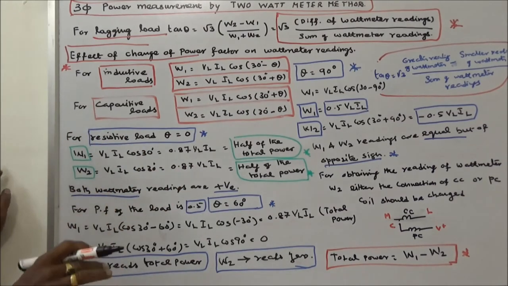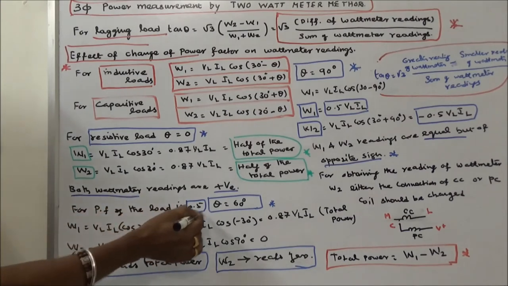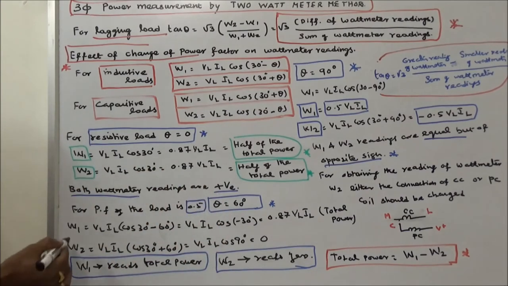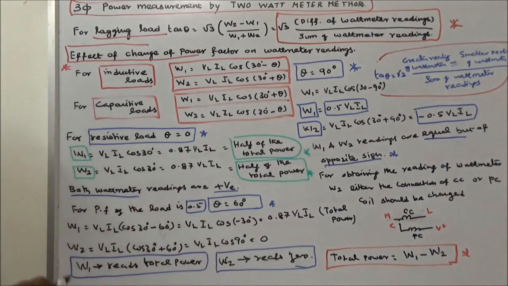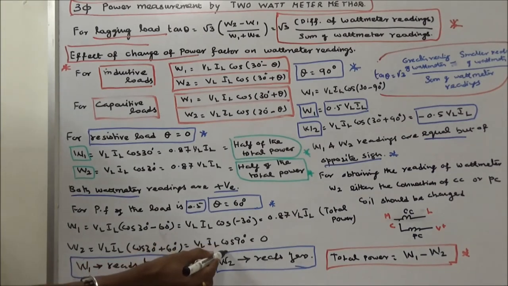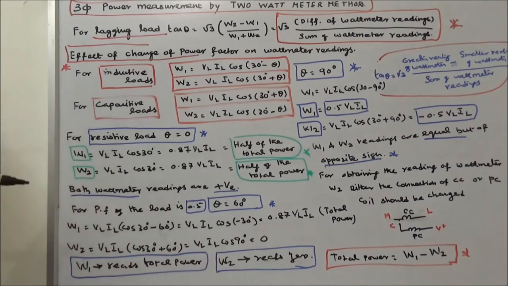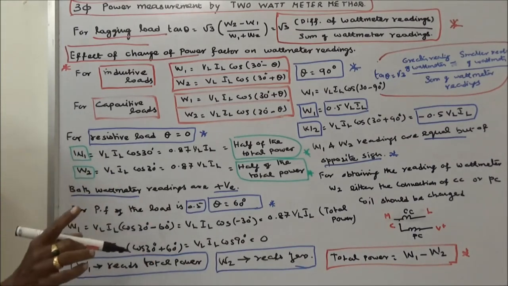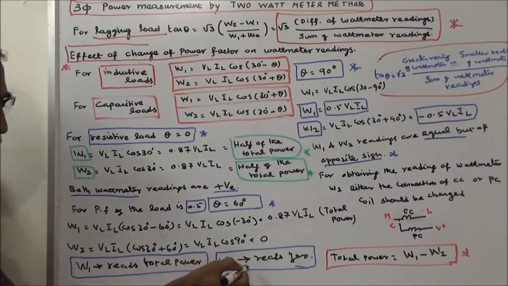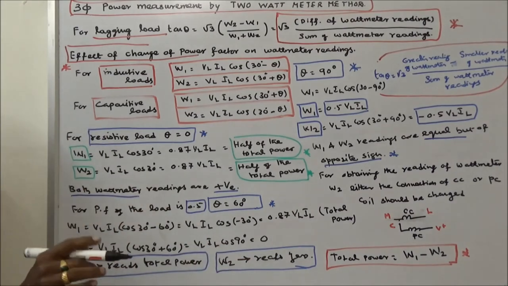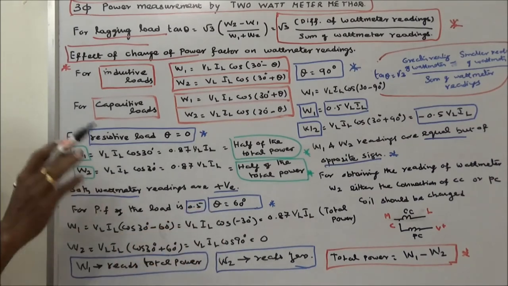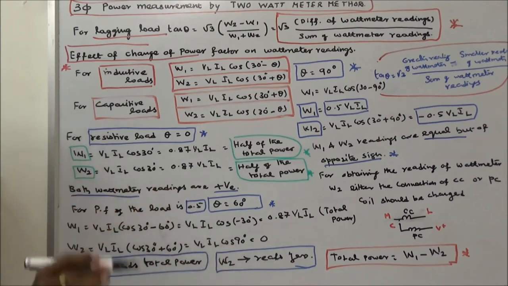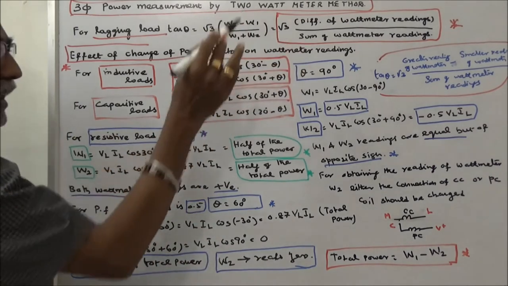Okay. When the power factor of the load is 0.5, theta is equal to 60 degrees. W1 is equal to 0.87 VL IL. W2 is equal to VL IL cos(30 plus 60). Cos 90 is 0. Therefore, wattmeter 1 reads the total power. Wattmeter 2 reads 0 power. So when theta is equal to 60, wattmeter 1 reads the total power and wattmeter 2 reads 0.